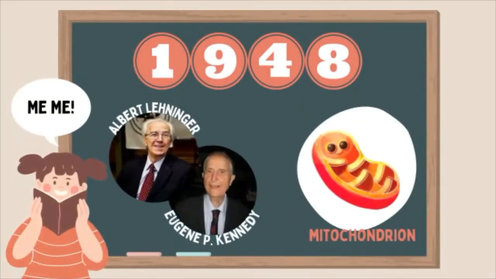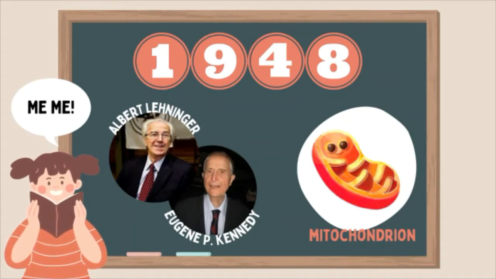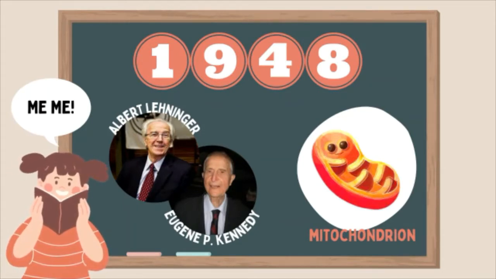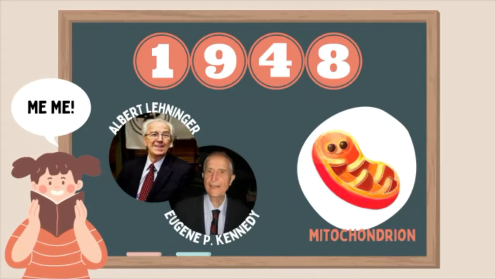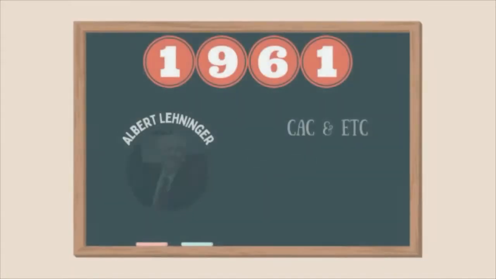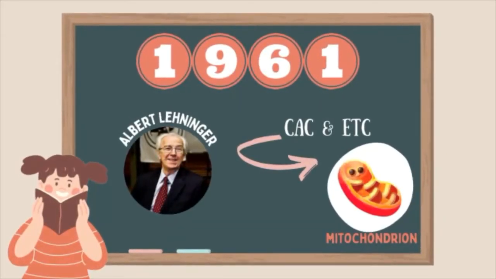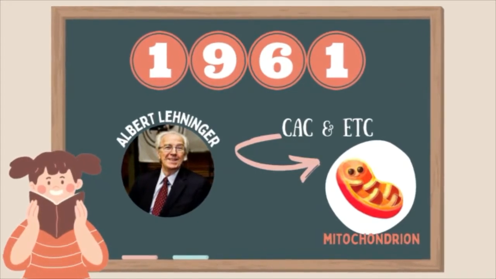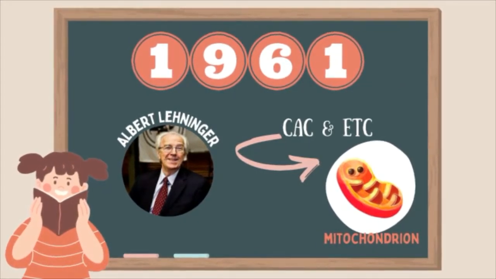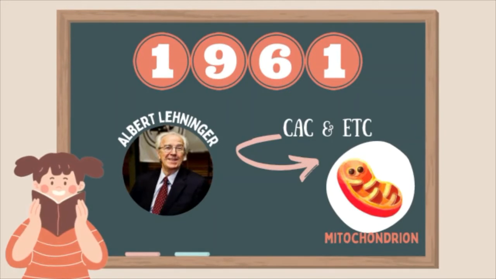In 1948, Albert Lehninger discovered with Eugene P. Kennedy that mitochondria are the site of oxidative phosphorylation in eukaryotes, which ushered in the modern study of energy transduction. In 1961, he discovered that the citric acid cycle and the electron transfer chain of enzymes, where one NADH makes 3 ATPs, are located within each cell's mitochondria.